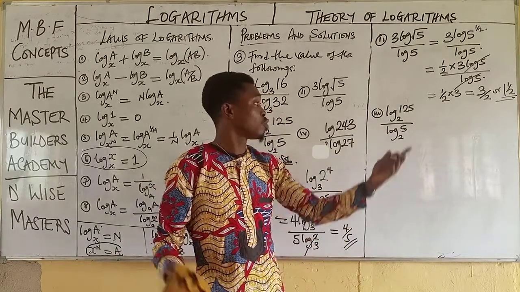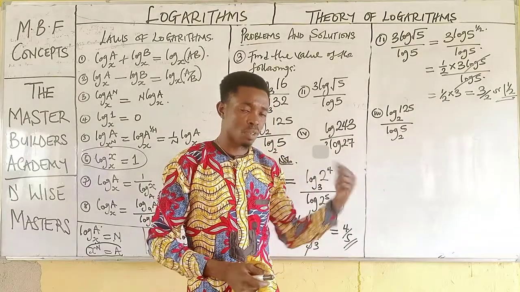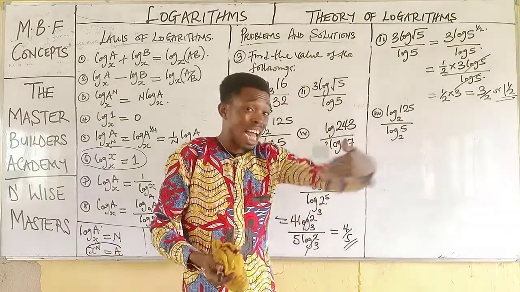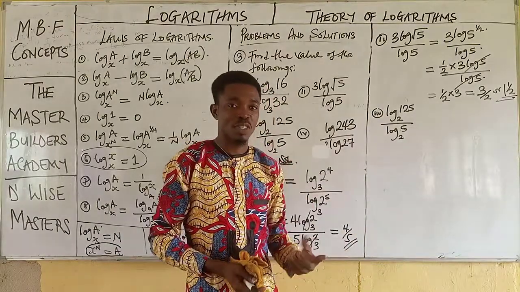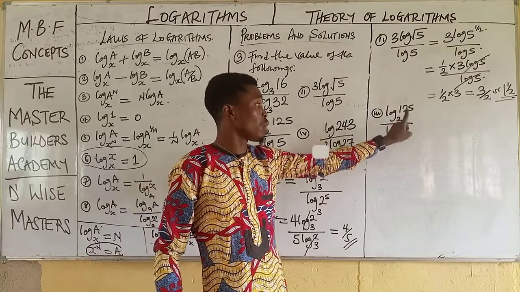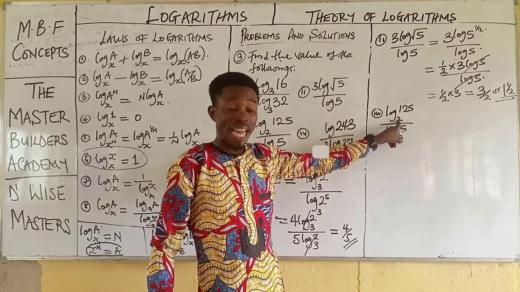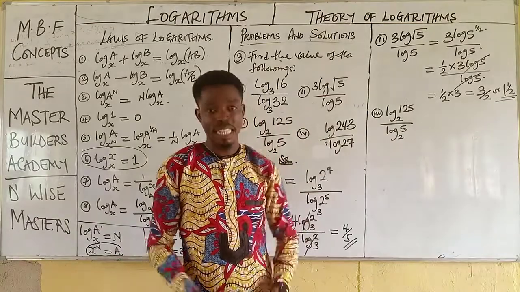So what must I do to this guy to deduce the same thing that I have at the numerator at the denominator? Or the one I have at the denominator at the numerator? All I will do is to reduce 125. Of course, we know that there is no way we can divide 125 by 2 to have a value without decimals.